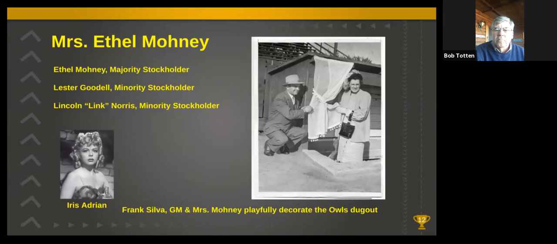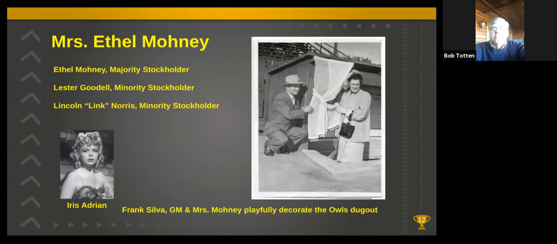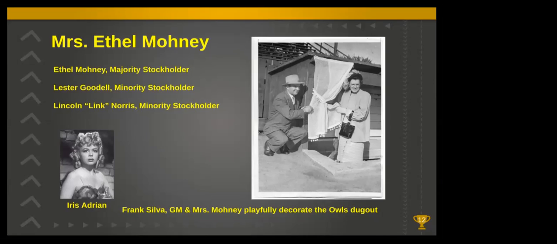This is a photo on the right of the general manager of the team, Frank Silva, and Mrs. Maloney playfully decorating the Owls dugout. This photo ran throughout the country. It's so unusual for a woman to be owning a baseball team, and right here in Topeka. So Mrs. Maloney said she was proud to have come into baseball all on her own. She owned the controlling interest in the Owls for 2 seasons from late 1947 until January of 1950. Sold out her interest to Link Norris and continued as a minority stockholder.